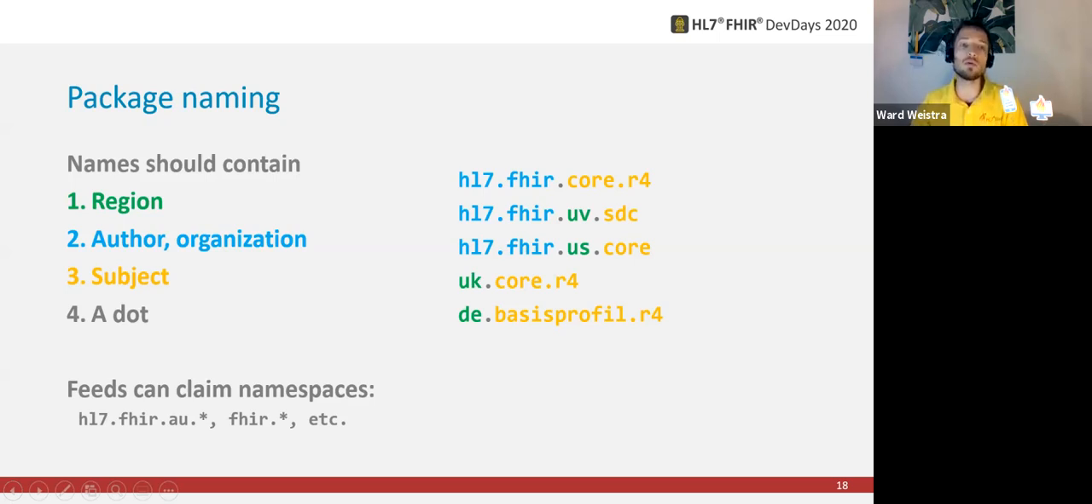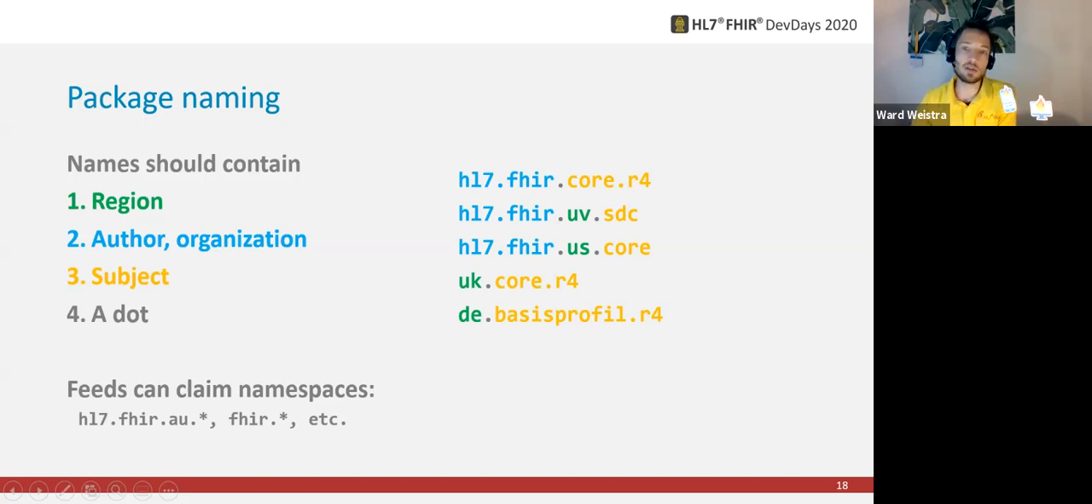And in there, you will want to specify, okay, for what region is this package relevant? Who is making this package? Number 2, the author or the organization. And 3, a bit of what it is about. So for example, when we're looking at the first one here, HL7.FHIR, well, that's clear who we're talking about. That's the organization. And they're releasing the core specification for FHIR for R4. So this is the topic here.